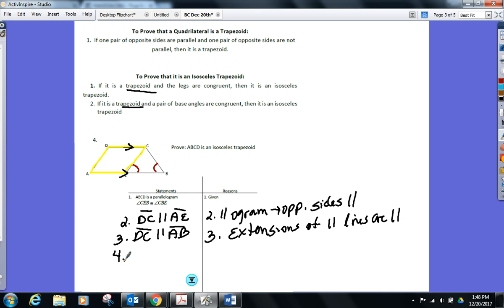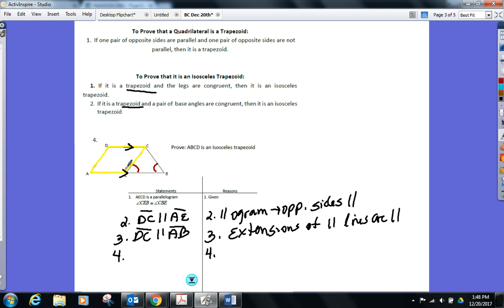You ready for the bad news now? It's still not a trapezoid. Here's why. Couldn't that still be a parallelogram? That could still be a parallelogram, right? One pair of opposite sides parallel. That's the parallelogram, right? One pair of opposite sides parallel.